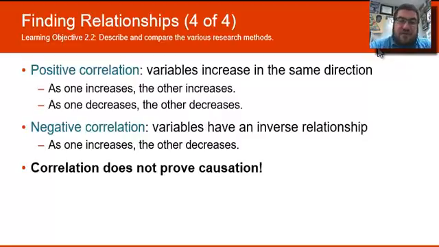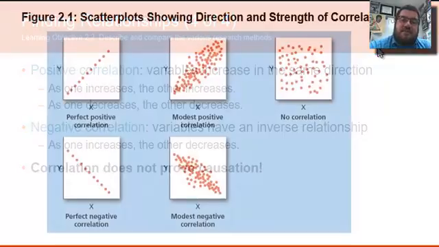This does not prove that when two variables are moving in the same direction, one causes the other. There's a very funny website out there that shows very strong correlations between two random things, but one does not cause the other. And we say correlation does not prove causation. Apples do not make you healthier by themselves, but probably they have something to do with it.